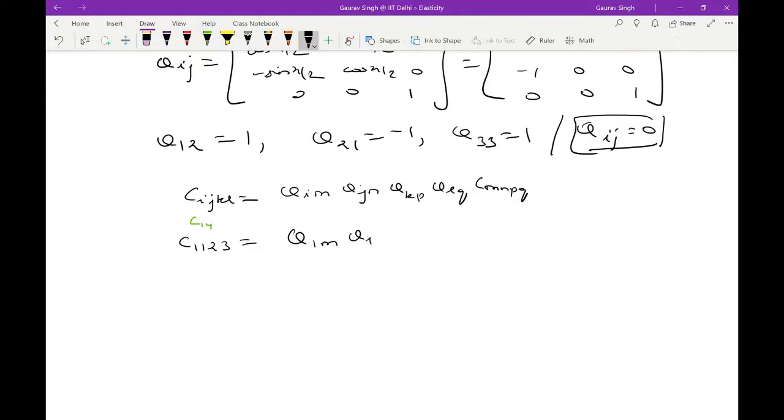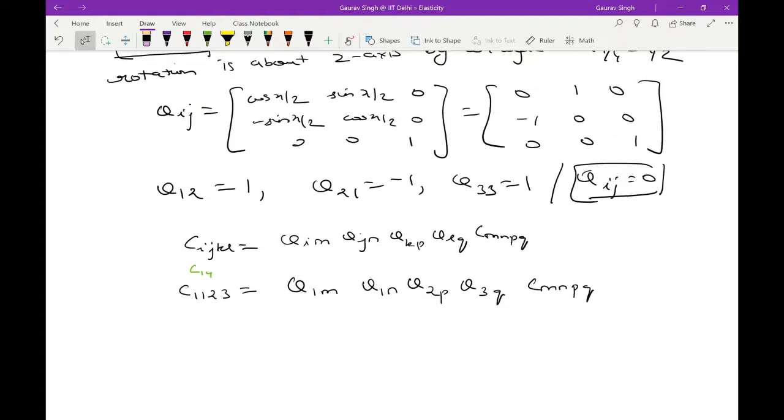Q1m, Q1n, Q2p, Q3q, Cmnpq. Again, ideally we should just be expanding it across m, n, p and q, and each of m and p will take a value of 1, 2 and 3, so it's a lengthy expansion to take care of.